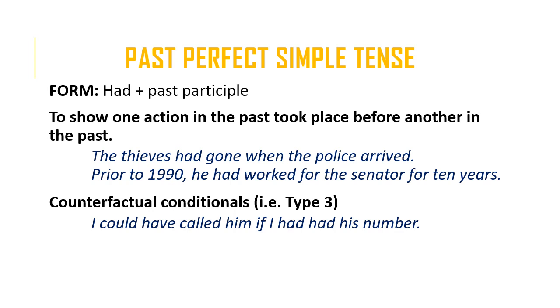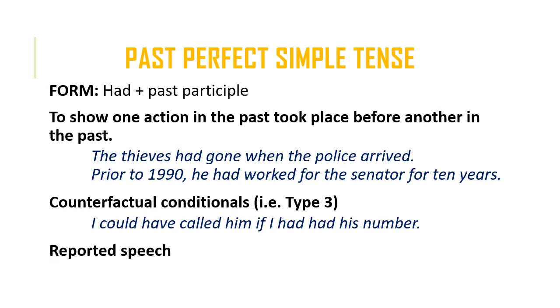Now, because had or the verb to have has two meanings, the first function is the function of an auxiliary or a helping verb, and the second is it's a normal verb, and it has the meaning of possess. So in other words, you're saying if I had possessed his number.